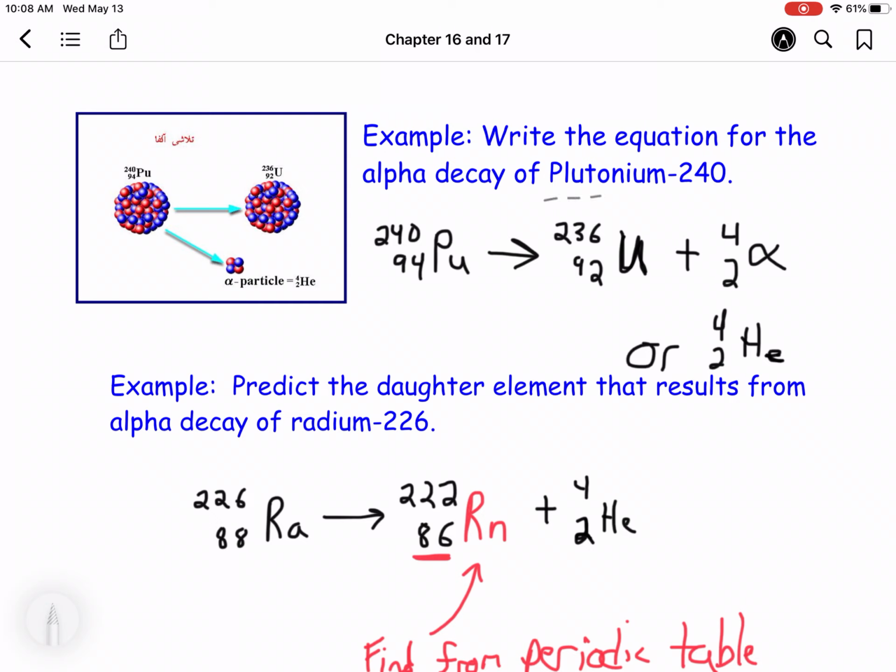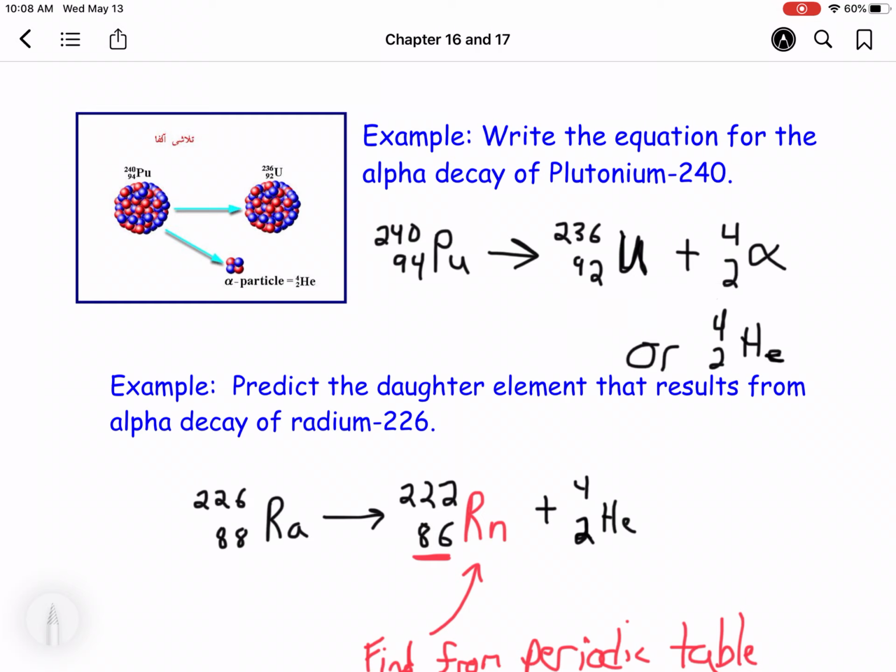So 240, and then it goes to 236 and 4. 236 plus 4 equals 240. So that's how I knew that this uranium is a 236. It also goes, plutonium goes down to 92, and it's got a 2 here. So the top is conservation of nuclei, how many nuclei they are, and the bottom is conservation of charge. This has a positive charge of 94, and this side has a positive charge of 94.